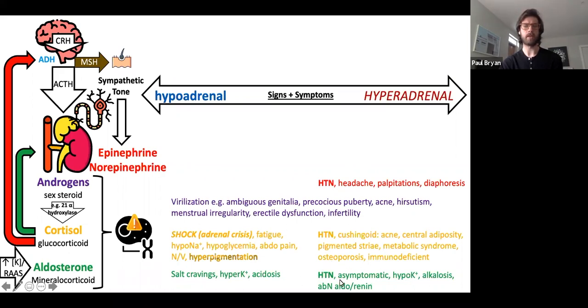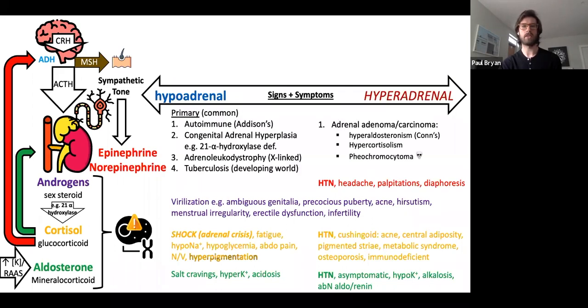The only other important thing to remember is that it's very difficult to tease out some of these things. Potentially they could be asymptomatic. So that's why laboratory investigations are also really important. So let's go through the different causes of being adrenal insufficient or having excess adrenal hormones.